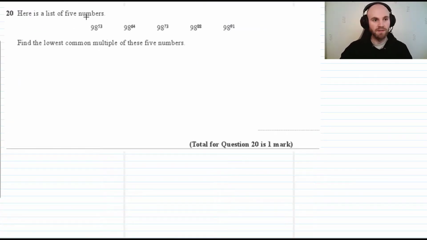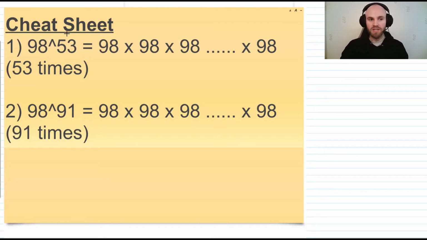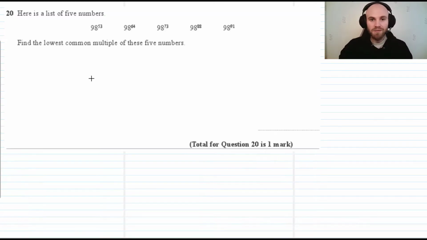Question 20, here is a list of 5 numbers. So we have 98 to the power of 53, 98 to the power of 64, 98 to the power of 73, 98 to the power of 88, 98 to the power of 91. Find the lowest common multiple of these 5 numbers. If we go to the cheat sheet, 98 to the power of 53 is like 98 multiplied by 98 multiplied by 98, 53 times. And 98 to the power of 91, for example, is the same, 98 by 98 by 98, 91 times. So if we use this logic, the lowest common multiple of all of these 5 is just going to be this one. This is going to be a multiple of all of these.